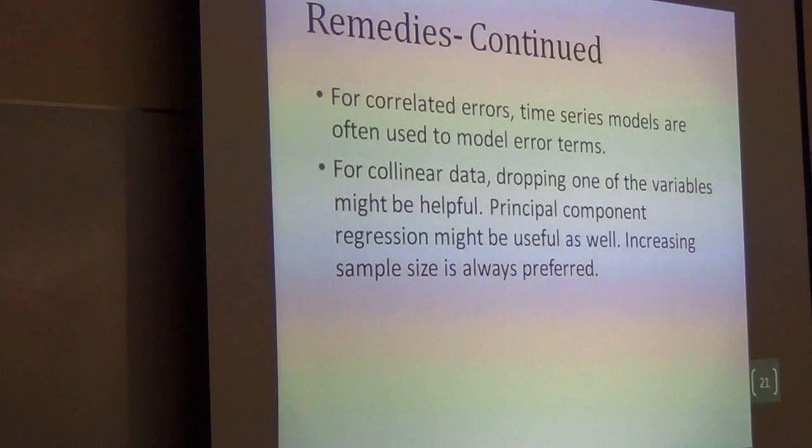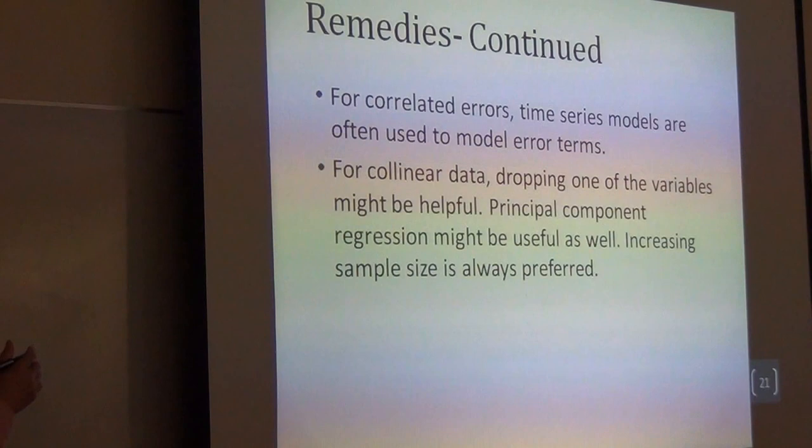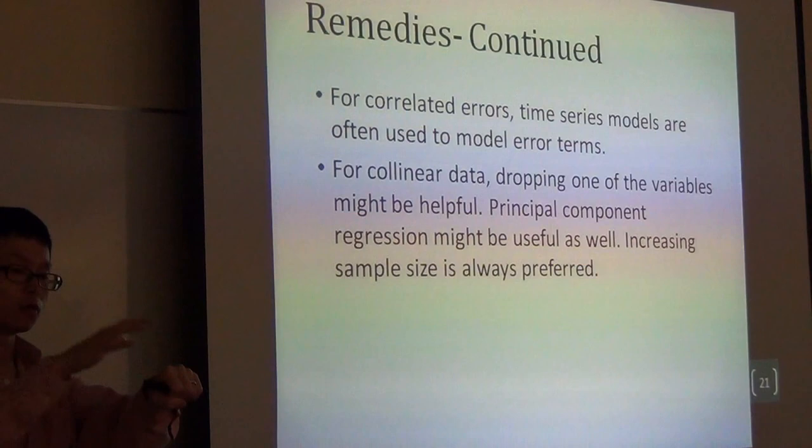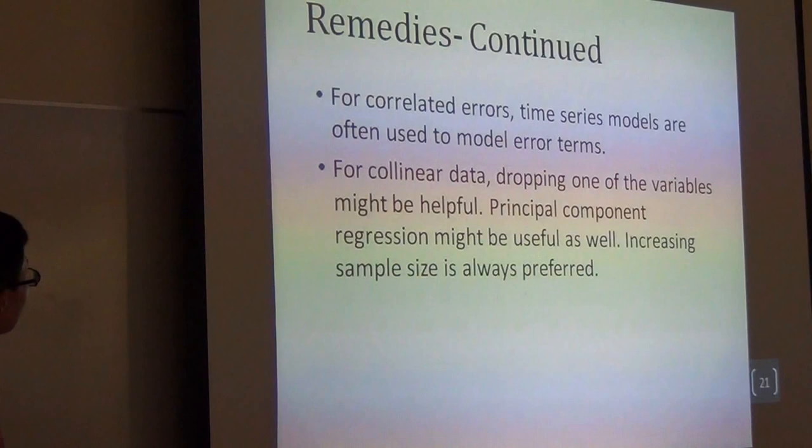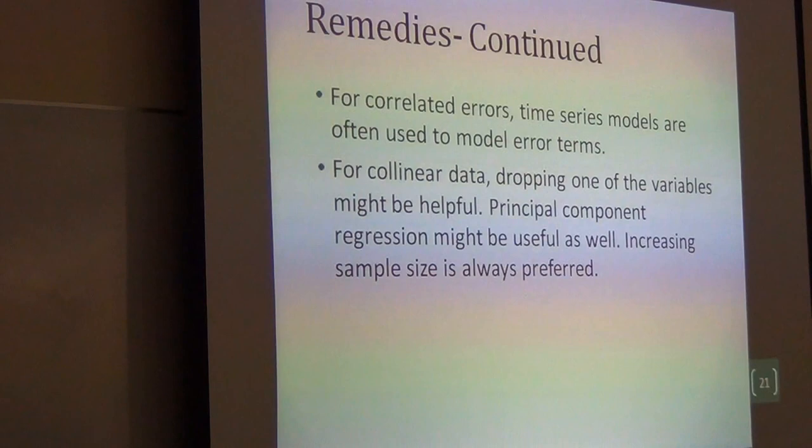And then for collinear data, it's really a headache for me, honestly. One way to go is dropping one of the variables. By dropping one of the highly correlated variables, you can make all the variables independent or semi-independent. But if you want to keep all the variables, then principal component regression is another statistical model. Its basic principle is just to eliminate the correlation, so it can be used too.